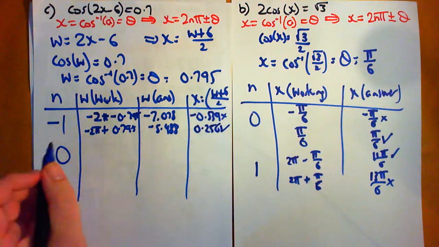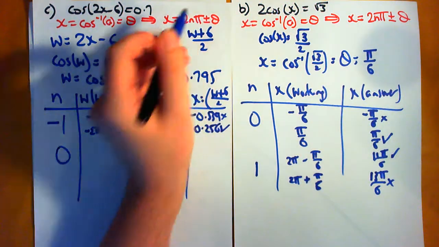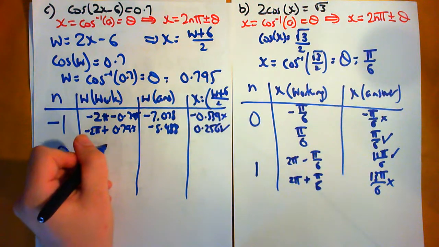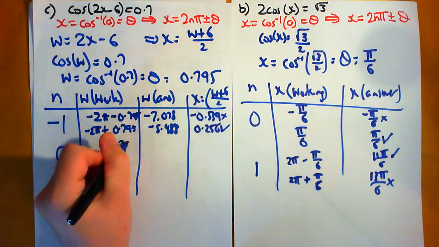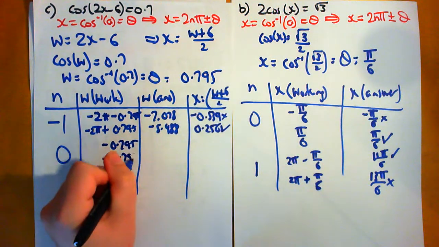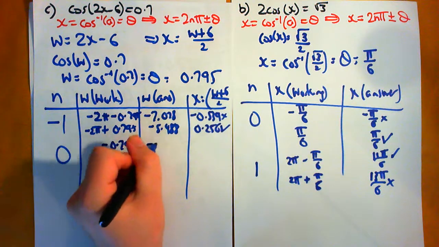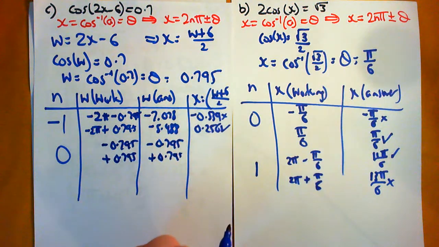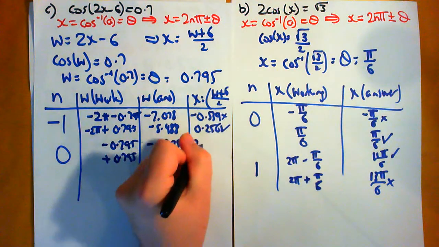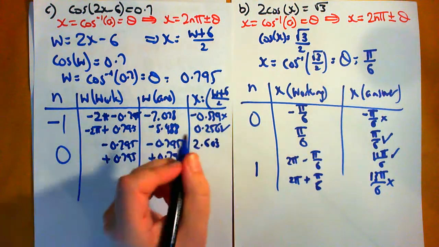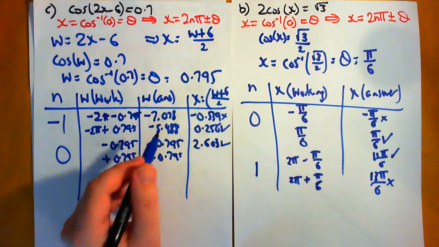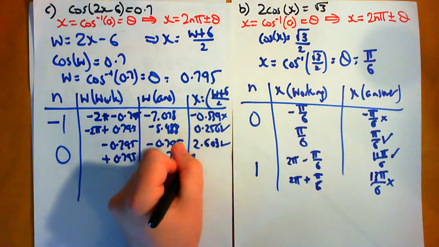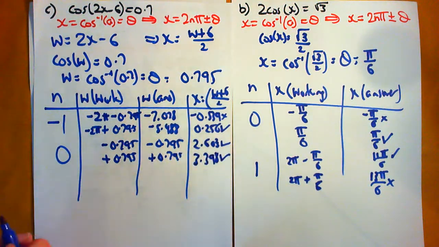For n equals 0, this is going to be 2 times 0 times pi, which is going to be 0 plus minus theta. So we'll just get minus theta, which was 0.795, and positive 0.795, which will be your w with answers. And if we calculate that, we get 2.603, which is within range. And the next solution will be 0.795 plus 6. Divide that by 2, we get 3.398, which is also within range.